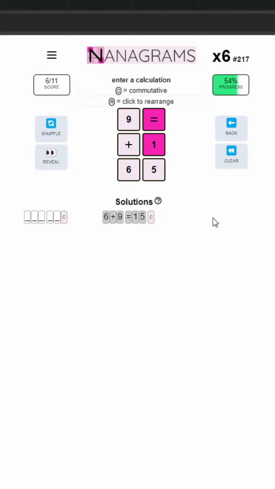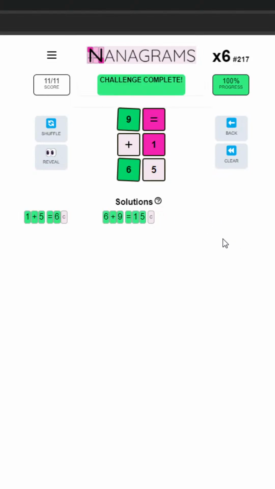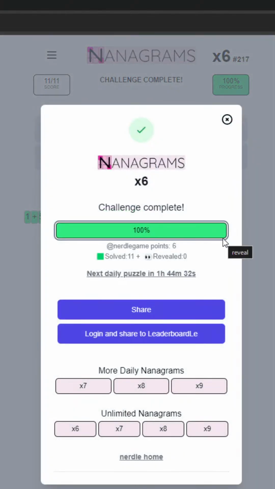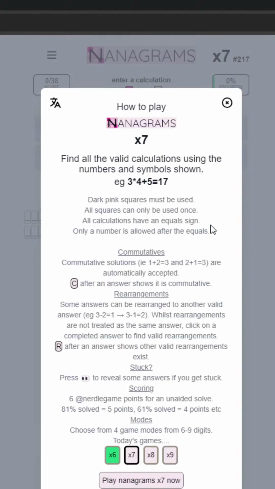5 plus 1 is equal to 6. But I think it wants us to use everything. Oh! No! I get it. Okay. I'm liking this one. Let's do the 7 times.